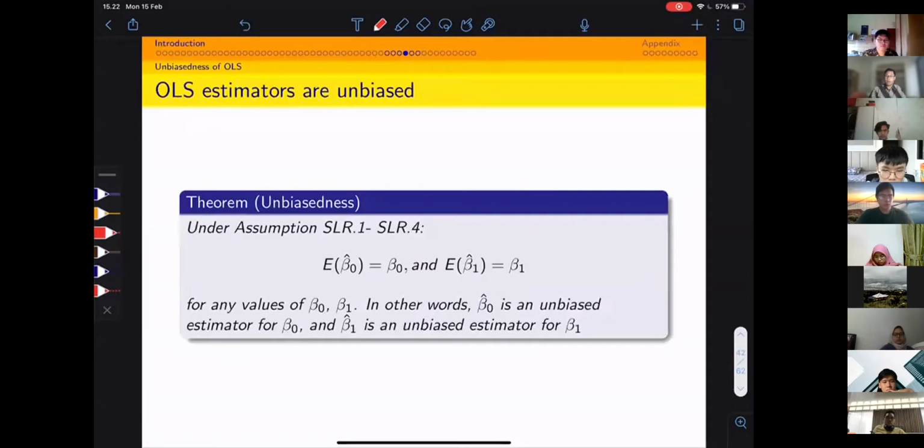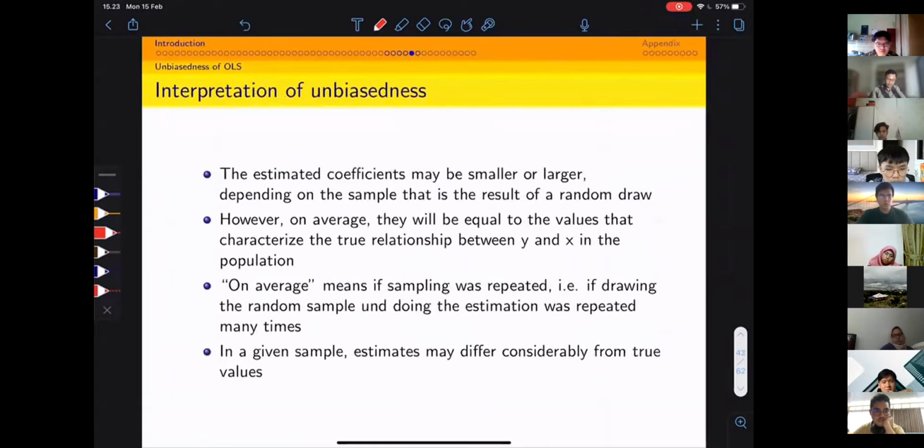Recall that there are 5 OLS assumptions. We have linear in parameter, random sample, variation in x, zero conditional mean. Under assumptions 1 to 4, the expected value of beta 0 hat is going to be equal to the value of beta 0 in the parameter, and the expected value of beta 1 hat is going to be equal to the value of beta 1 in the parameter. In other words, beta 0 hat is an unbiased estimator for beta 0, and beta 1 hat is an unbiased estimator for beta 1. That's the idea of unbiasedness.